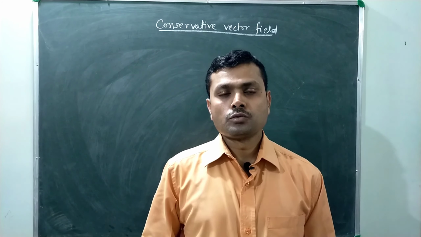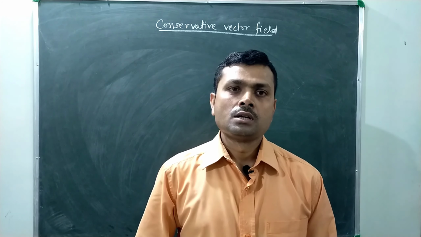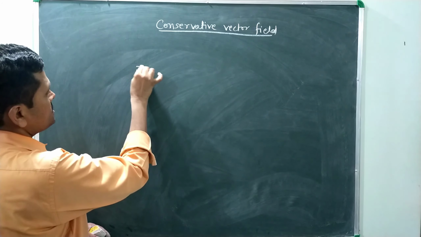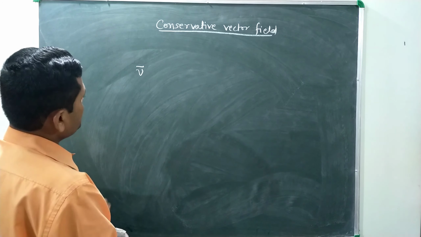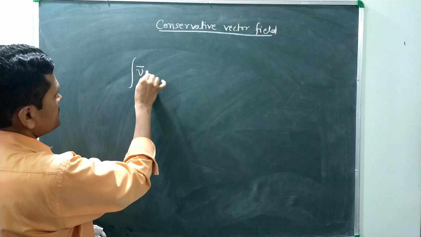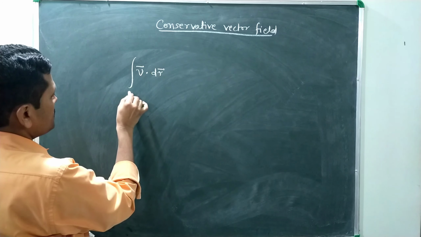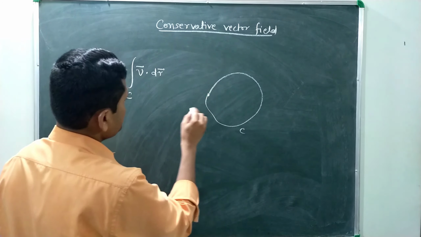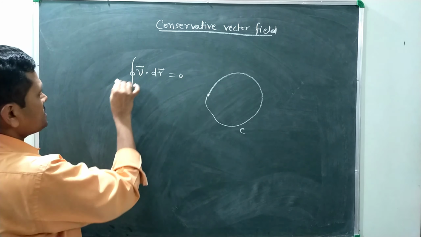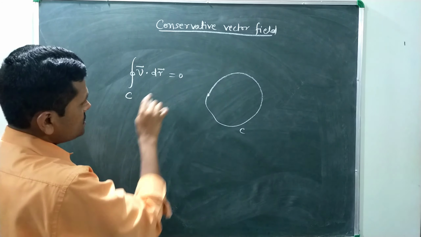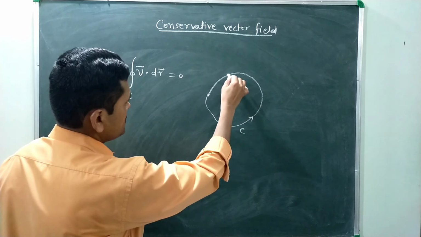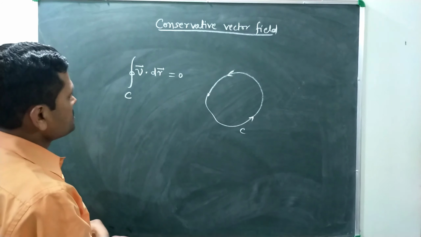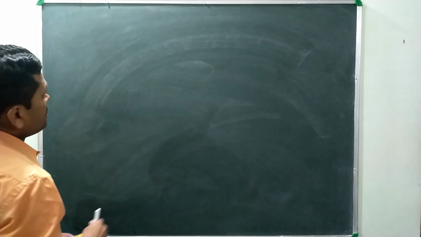Hello students, today our topic of discussion is conservative vector fields. A vector field V is said to be a conservative vector field if the line integral of this vector field V along any closed curve C vanishes. This means if this line integral along any closed curve C is equal to 0, then we say that this vector field V is a conservative vector field.